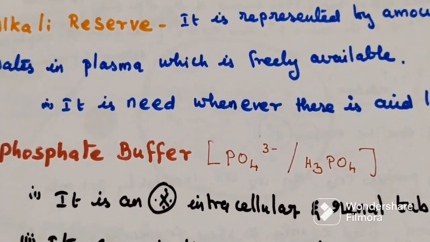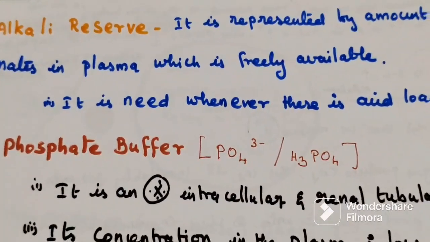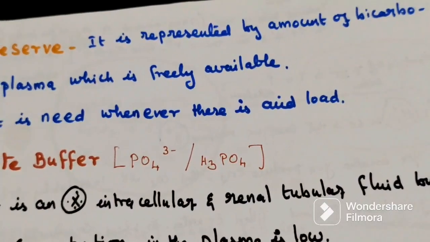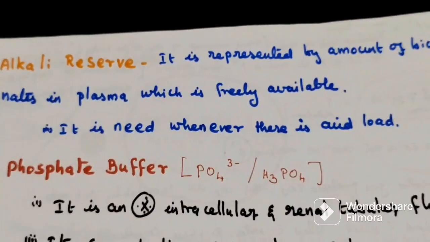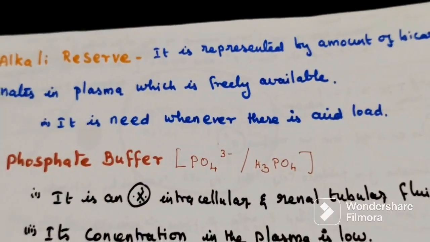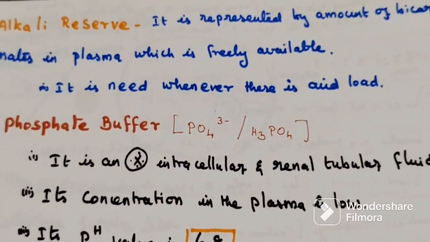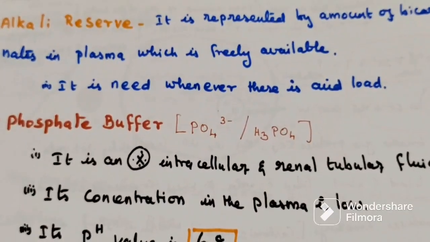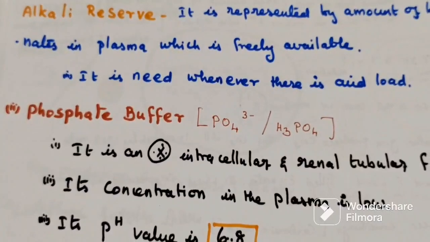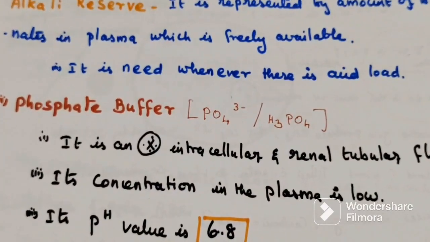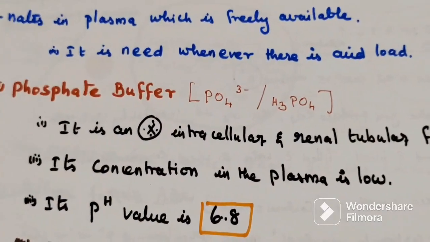The pKa value is essential for buffering. Bicarbonate pKa value is 6.1. Then the alkali reservoir. What is the alkali reservoir? It is represented by the amount of bicarbonate in plasma which is freely available, not used for neutralizing action. In simple words, this is the amount of bicarbonate kept for neutralizing action. It is needed whenever there is an acid load, because whenever acid load increases, bicarbonate neutralizes it.